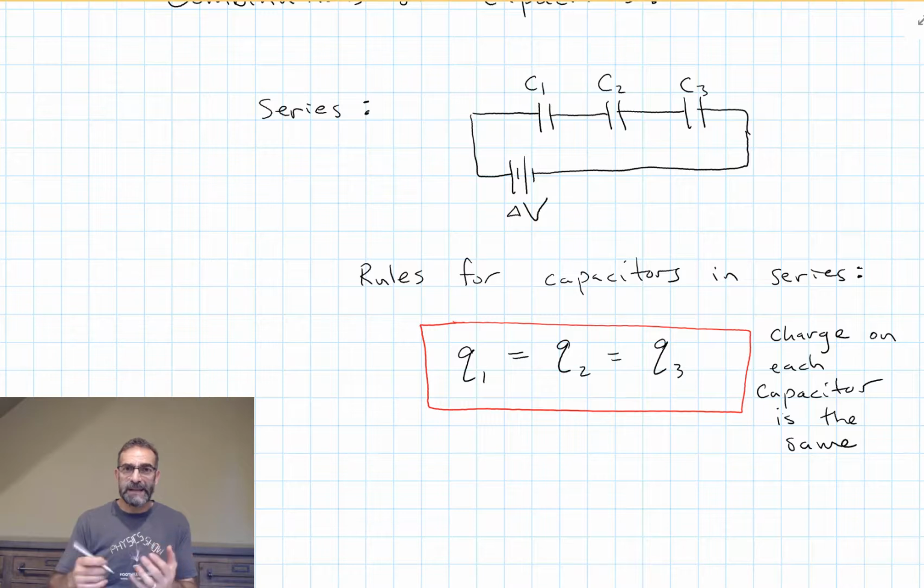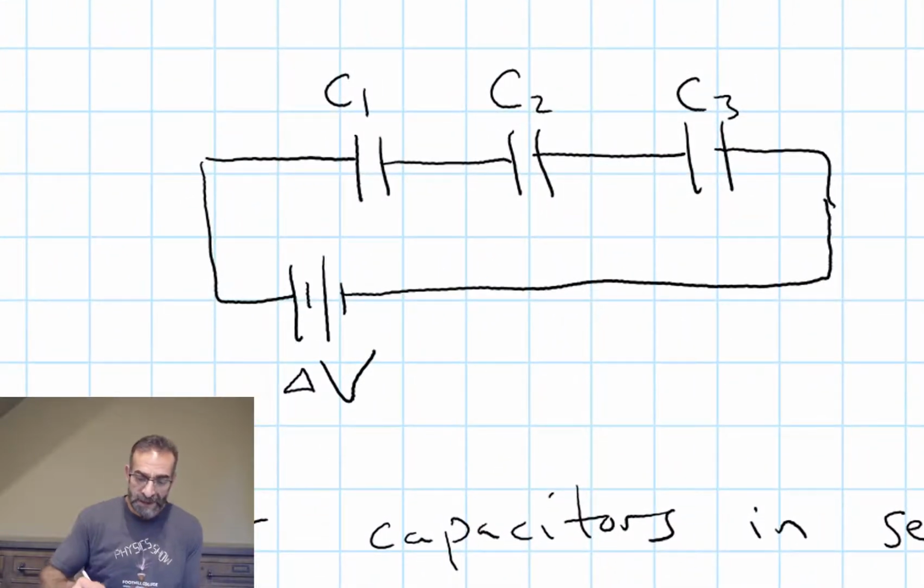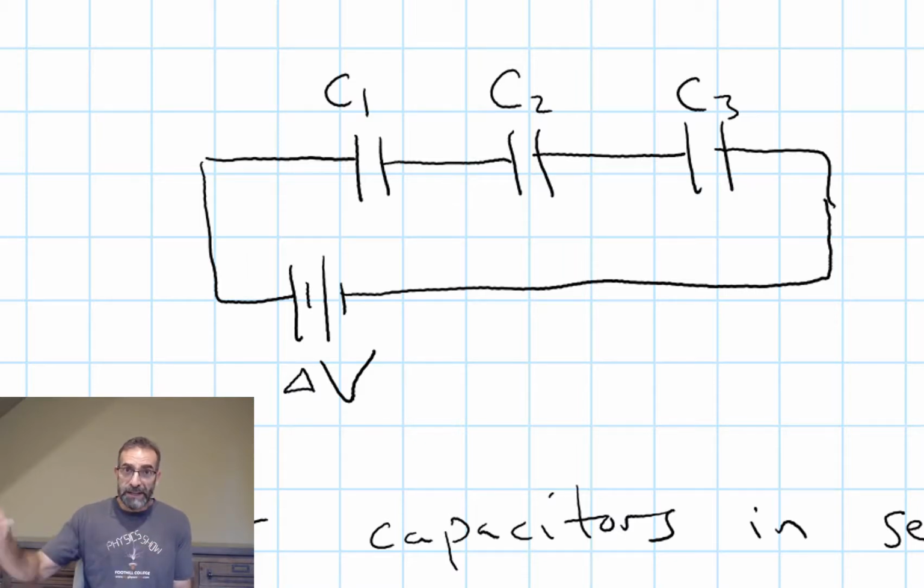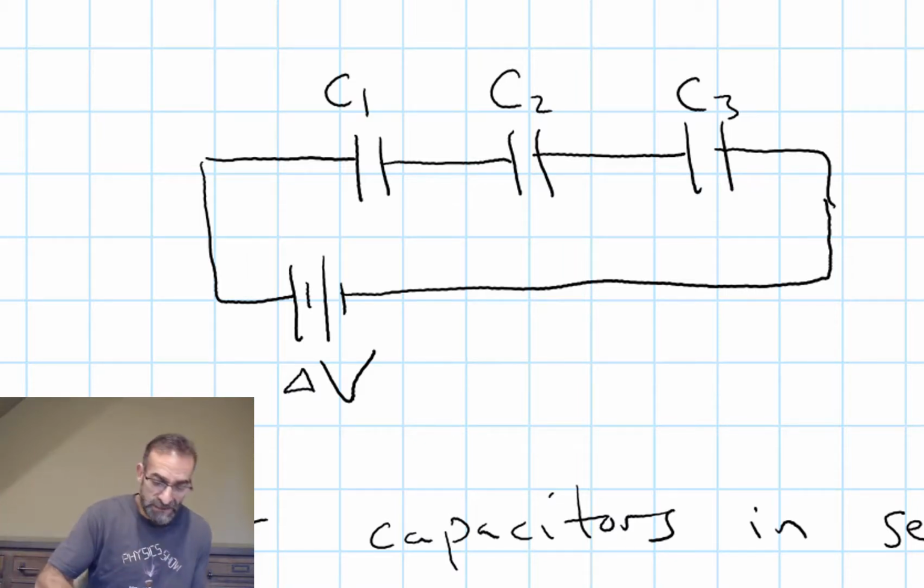Well, let's think about what's happening. As this battery moves charges around, let's say the battery moves a charge from the left plate of C1 through the battery to the right plate of C3. It's moved an electron, so we end up with a positive charge here, and an electron gets moved around and deposited on the plate over there at C3.